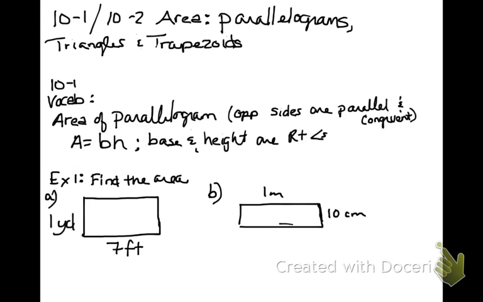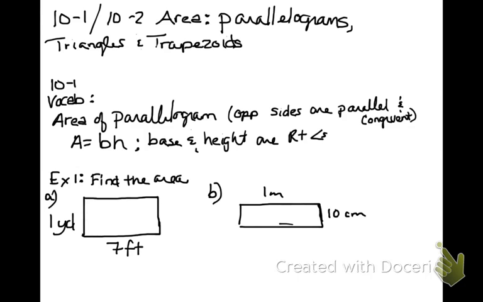So vocabulary you need to know. It's the area of parallelograms. Now parallelograms are opposite sides are parallel and congruent. Congruent, for people who've forgotten, means they are equal to each other. And the area of a parallelogram, the formula is base times height. And the base and the height have to be right angles to each other.